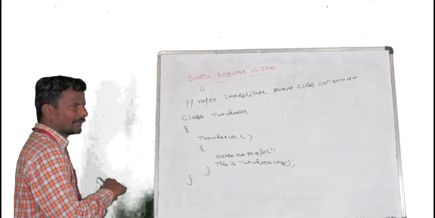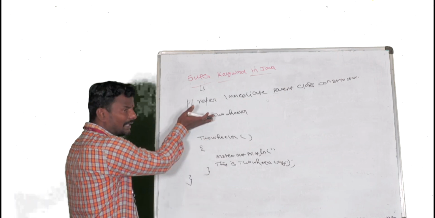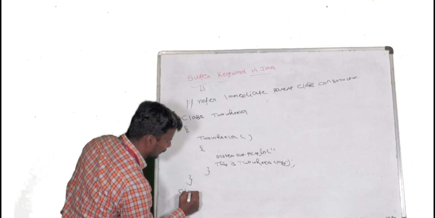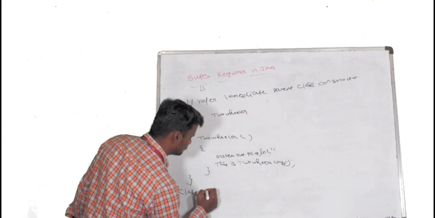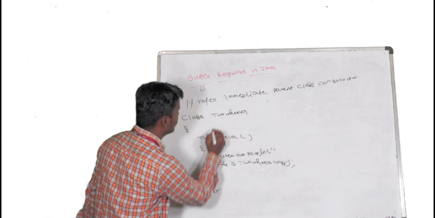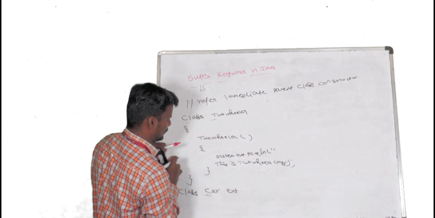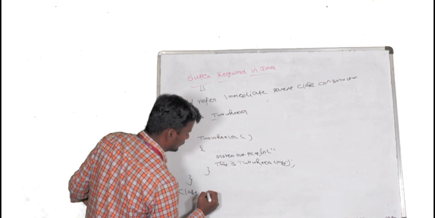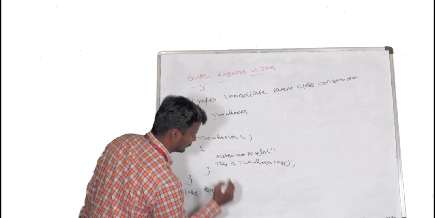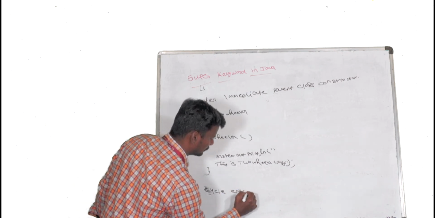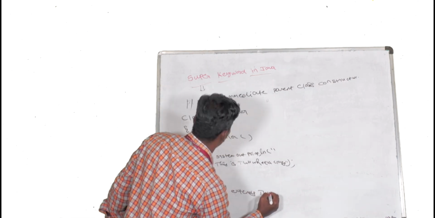Now we have to derive a new class from the base class. We use the keyword class, and the new class name is Car. It should extend from the base class. What is the name of the base class? TwoWheeler.